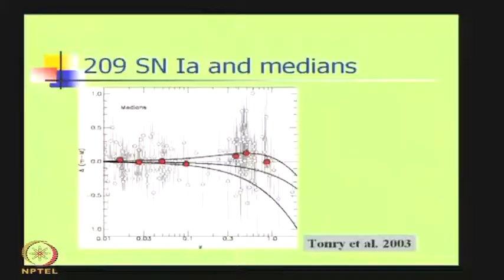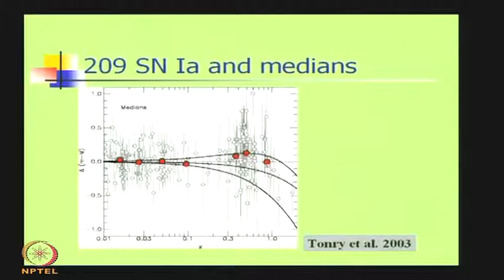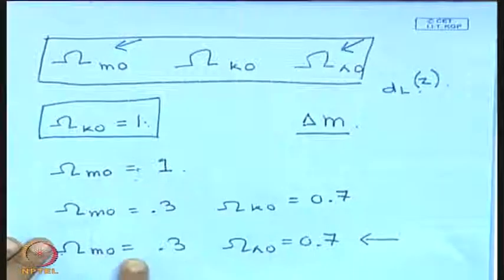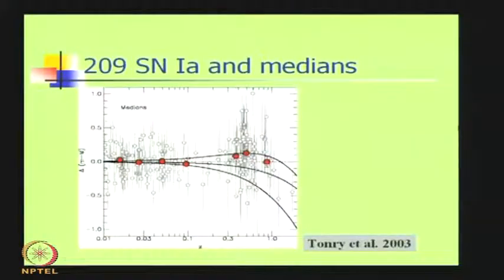The different cosmological models predict the distance moduli as a function of redshift, and these come out to be different. In this picture, the difference in distance moduli between various cosmological models relative to one model has been plotted along the y-axis, and the redshift along the x-axis.